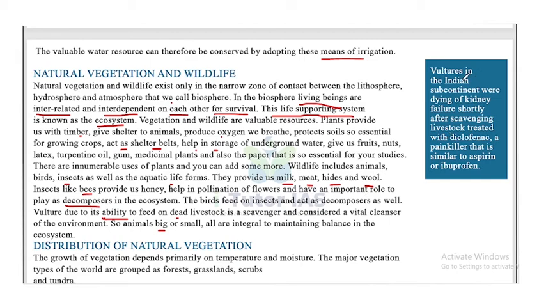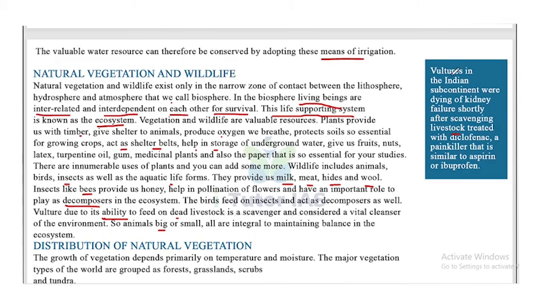Now, vultures in the Indian subcontinent were dying of kidney failure shortly after scavenging livestock treated with diclofenac, a painkiller that is similar to aspirin or ibuprofen. So the vulture population is declining in India. Why? Because they are consuming the livestock that are treated with diclofenac. It's a painkiller, and it causes kidney failure in the vultures.